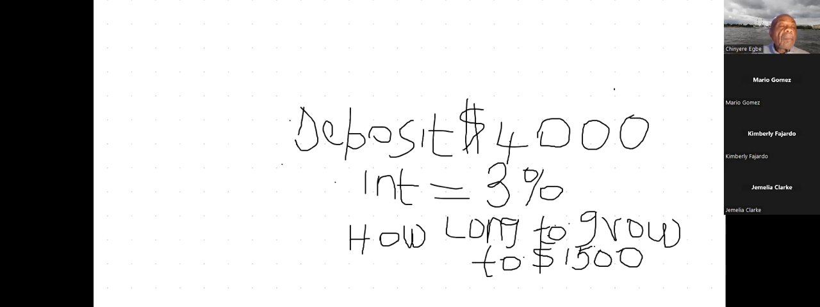But isn't that impossible, Professor? It's not going to actually grow. Yeah, your money is growing. If somebody is putting 3% on your money at the end of every year, it will grow. It will become more than 4,000 in 10 years. It will become more than 4,000 in 12 years. But your initial deposit is more than the goal that you're trying to reach of 1,500.